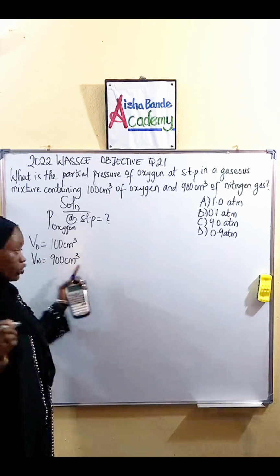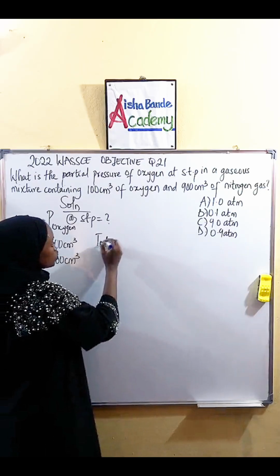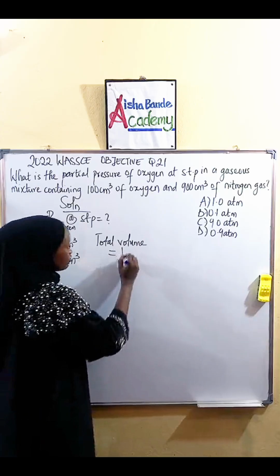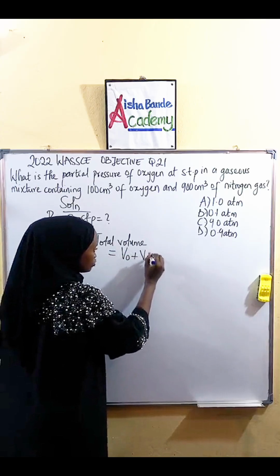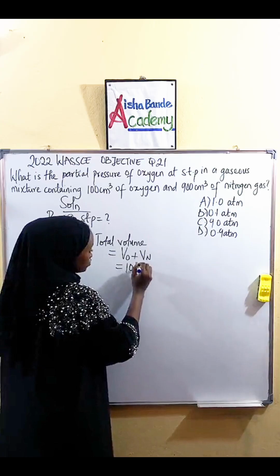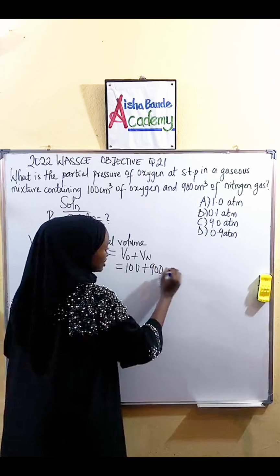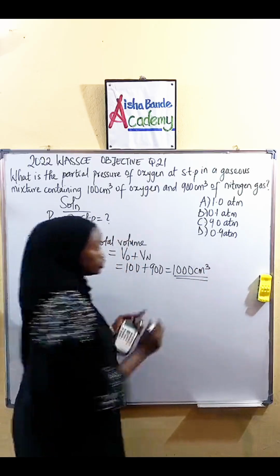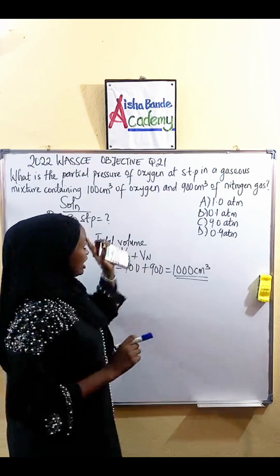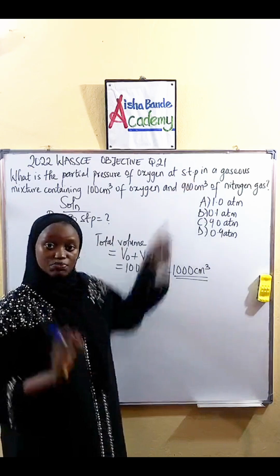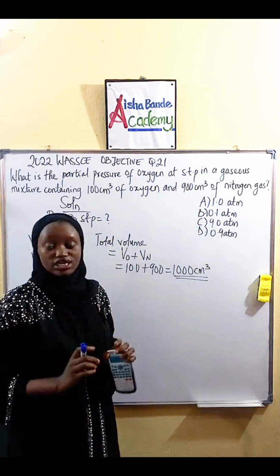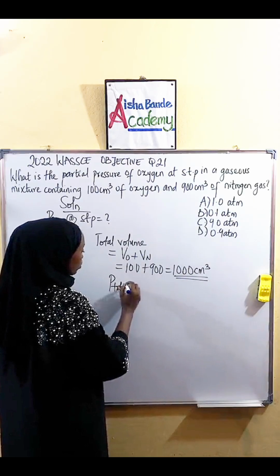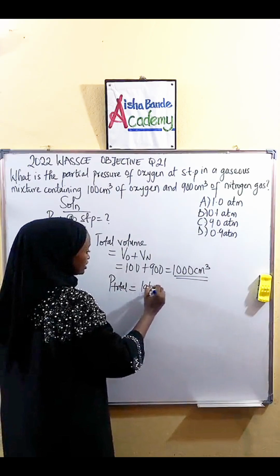So the first step for us to do here is to calculate first the total volume. So the total volume is going to be the volume of the oxygen gas plus the volume of the nitrogen gas, which is equal to 100 plus 900, and this gives us a value of 1000 centimeter cube. So this is the total volume. Since the measurement is at STP, that is at standard temperature and pressure, then it means that the total pressure is 1 atm. So the total pressure is equal to 1 atm.